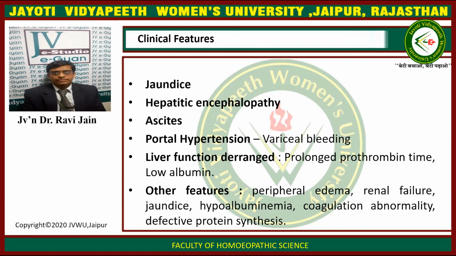What are the different clinical features of chronic liver failure? Jaundice, hepatitis, and kidney failure. Ascites and portal hypertension occur. There will be liver function damage that occurs over a prolonged time. The other features include peripheral edema, renal failure, jaundice, hyperuricemia, and coagulation abnormality.